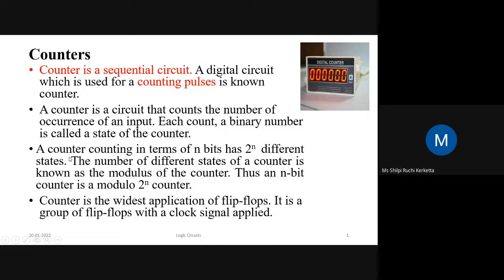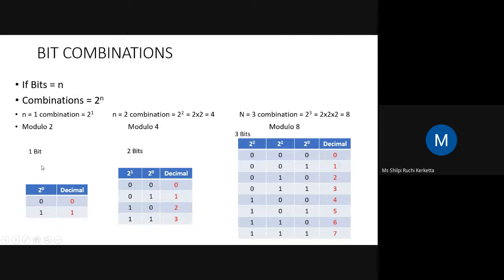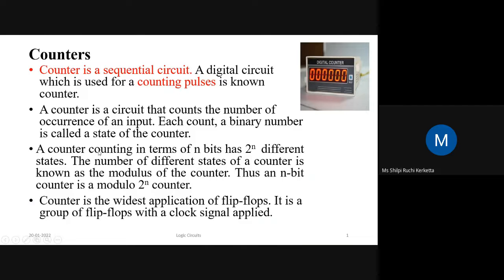So for a counter we have this bit and this combination. In the same way, a counter is counting in n bits, which has 2 to the power n different states. Like, if one bit is there, then the number of combinations will be 2 to the power 1, so two combinations. If the number of bits is 2, then the combinations will be 4, and if the number of bits is 3, then the combinations will be 8. In the counter also, if the number of bits is n, then 2 to the power n will be the different states or combinations.